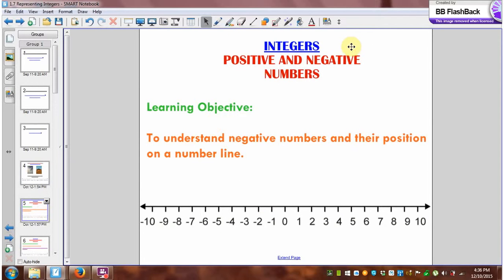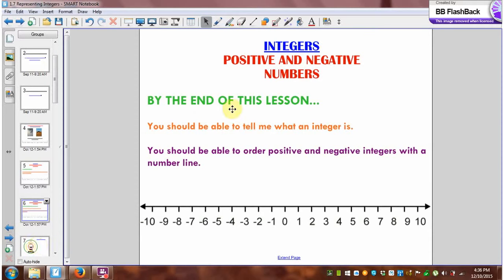Okay, so no need to write this down. This is just what we're talking about in today's lesson. Learning objective: at the end of this lesson, you should be able to understand negative numbers and their position on a number line. That's why we're going to be working with the number line today. By the end of the lesson, you should be able to tell me what an integer is, and you should be able to order positive and negative integers with a number line.